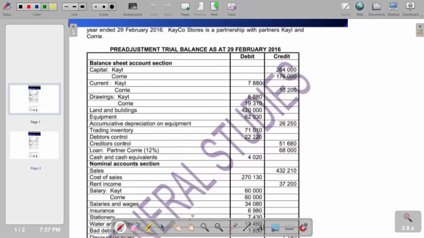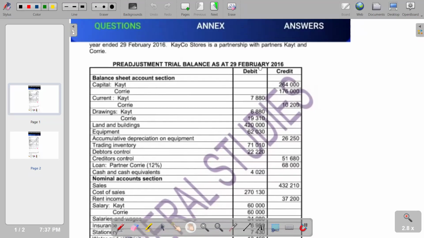According to our trial balance, we were given a pre-adjustment trial balance as of 29th February 2016, meaning the financial year started the previous year, 1 March 2015, to 29 February 2016. So this is our financial year.